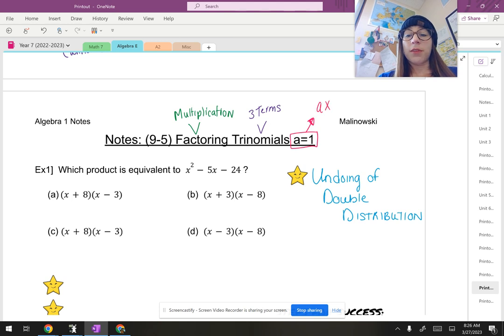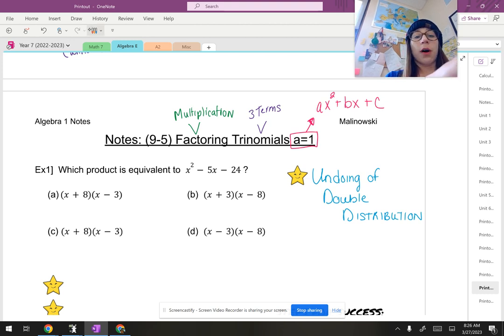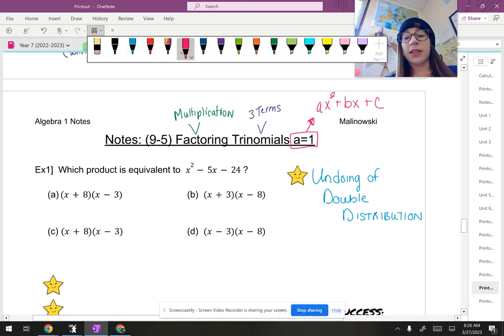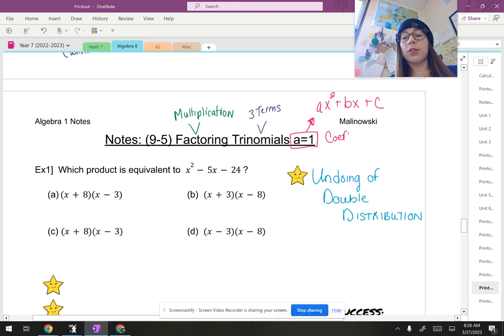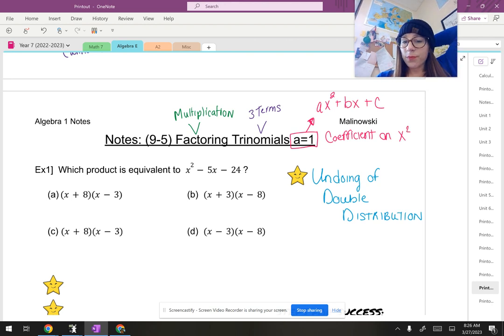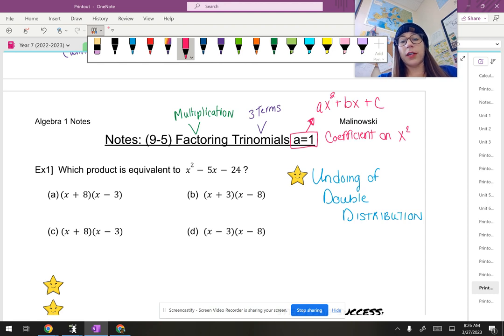This comes from the equation ax squared plus bx plus c. So really all that a is, it's just the coefficient on the x squared term. Like in example 1 here, the coefficient on this x squared is 1 because we don't see a number. So therefore a is equal to 1. Hence the title, factoring trinomials where a is equal to 1.